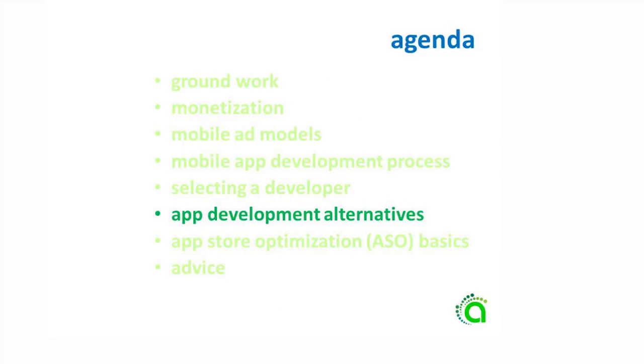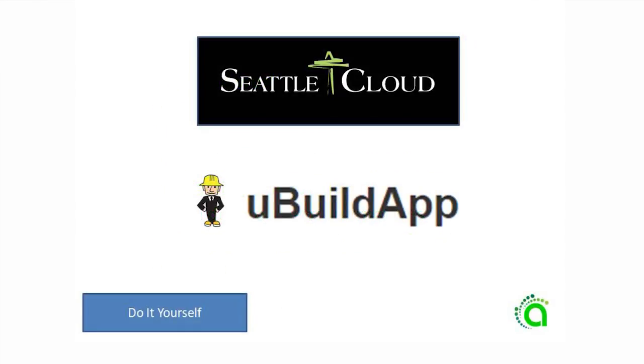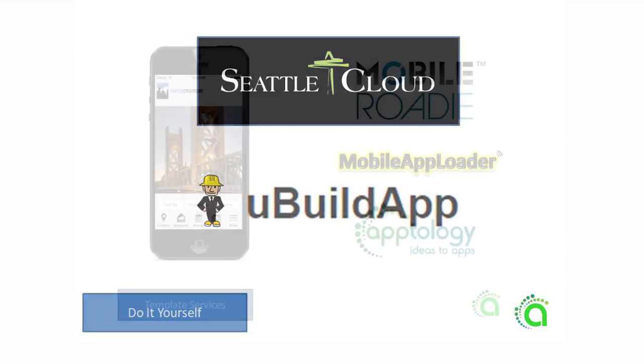So I'll talk about different app development alternatives. There are do-it-yourself type products. Seattle Cloud and YouBuild are good examples where they have a WYSIWYG interface, and you can build an app with little technical expertise. The only thing I caution you about, and I haven't looked at these slides, is that in the latest Apple guidelines, they will reject any apps done on a template. So as I bring this up, I'm thinking this may not actually be a viable solution anymore, at least on the Apple side. On Google, you can do anything you want.